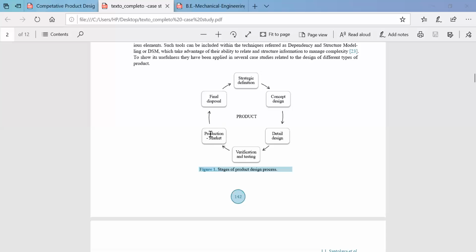When the product is in the market, you know the product life cycle and how it comes into the picture. It has 5 phases, right from the initiation phase, then the introduction phase, growth phase, saturation, and decline phase. So we have all 5 phases related to the product when it is in the market.